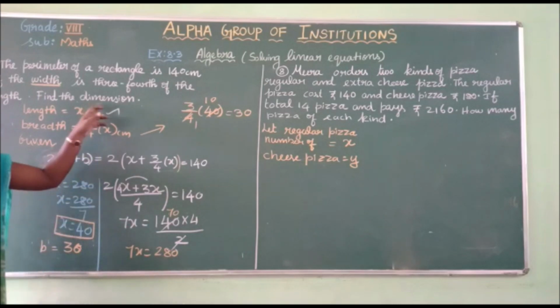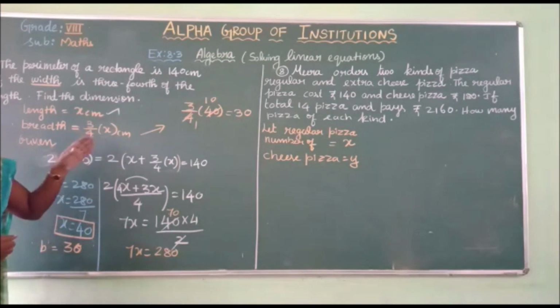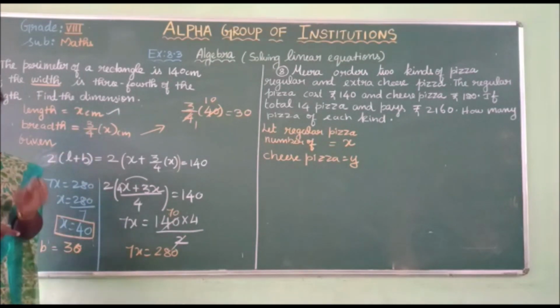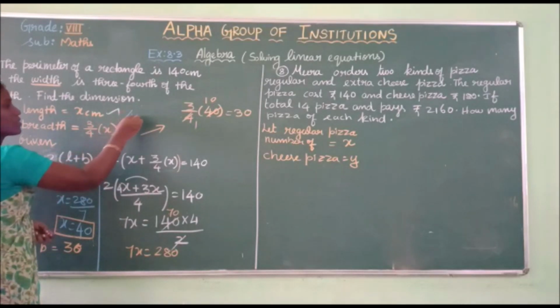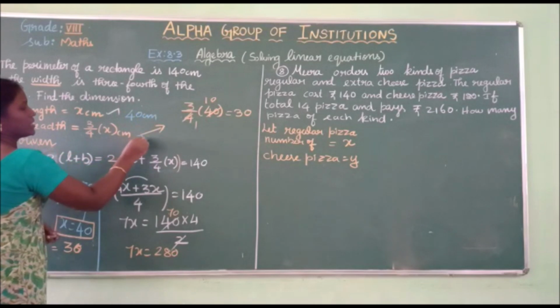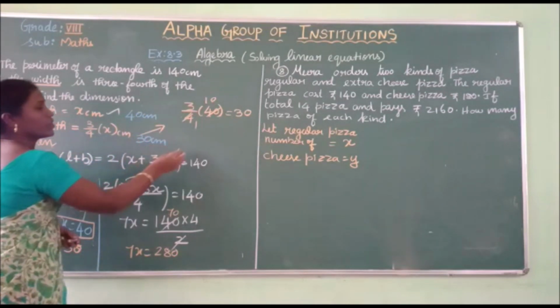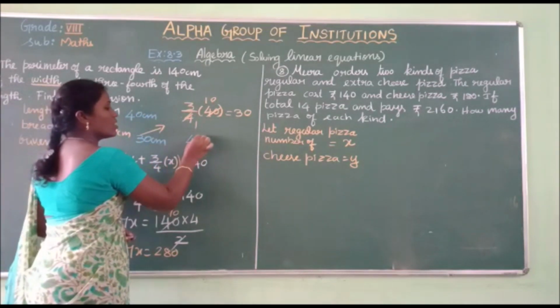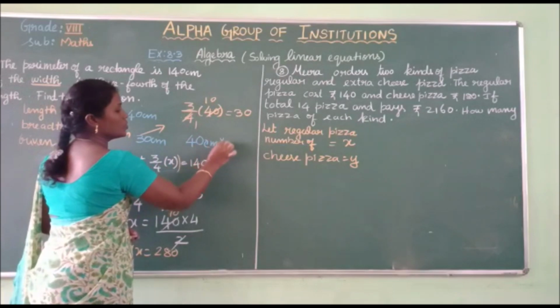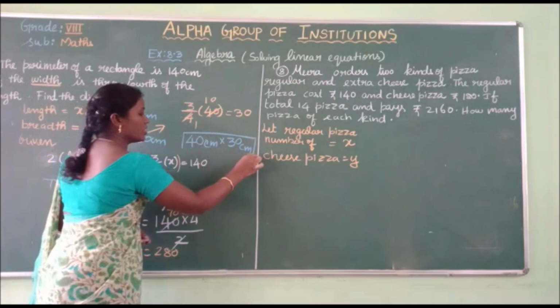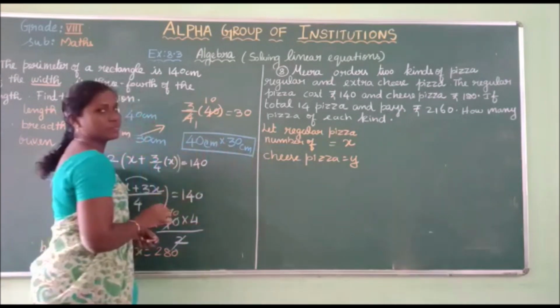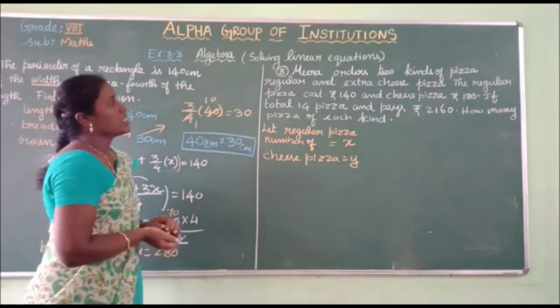They are here asking for the dimension. Thus, the dimension of the rectangular field is length into breadth. So we got the length as 40 centimeter and the breadth as 30 centimeter. So finally the dimension is written as 40 centimeter into 30 centimeter. This is the dimension of the rectangular field. Okay, now see the next question.